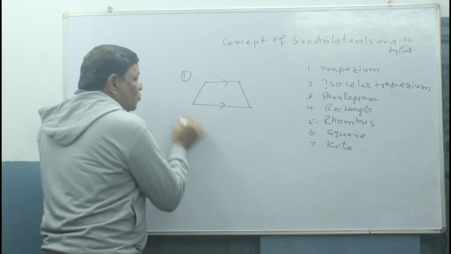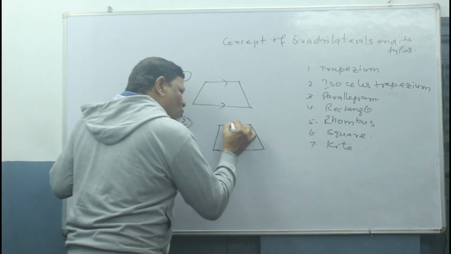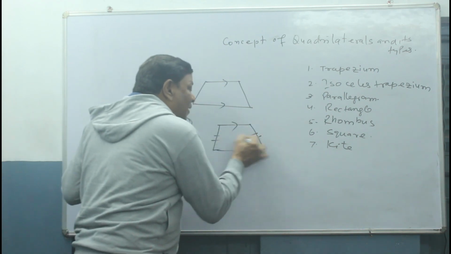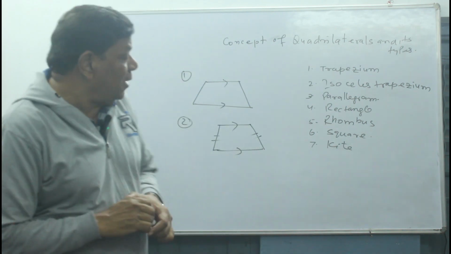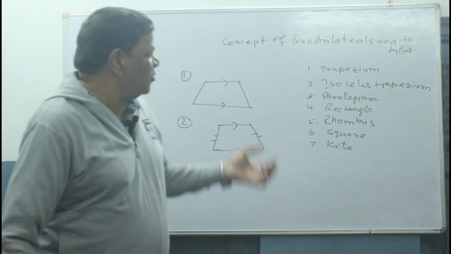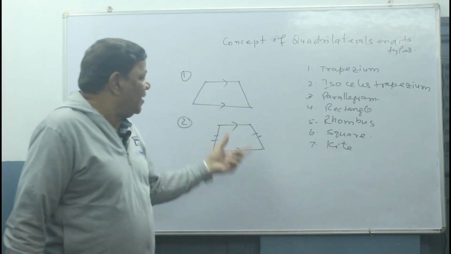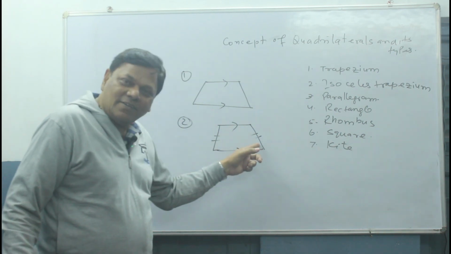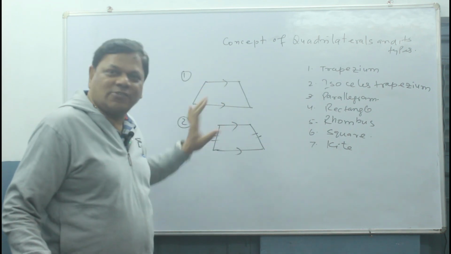Number 2. Isosceles trapezium. What is this, children? One pair of sides is parallel. Then the other pair, the non-parallel sides, should be equal. Then it is called an isosceles trapezium. So trapezium is clear? Isosceles trapezium is clear. What is the difference? In a trapezium the non-parallel sides need not be equal, but if they are equal, it is called an isosceles trapezium.